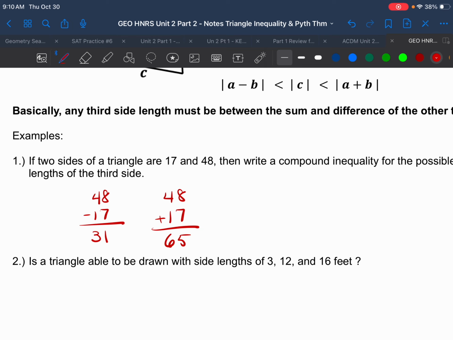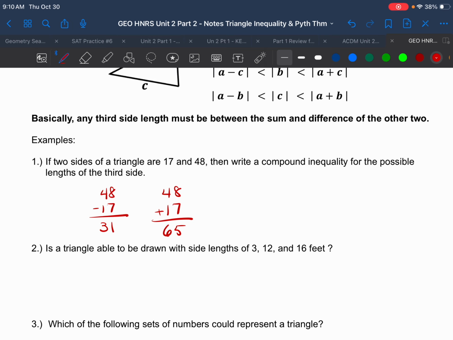So then basically that means I'm going to use S for the length of the third side. So that third side has to be greater than 31 and less than 65. Again, this video is just going to talk to you about how to use the triangle inequality.